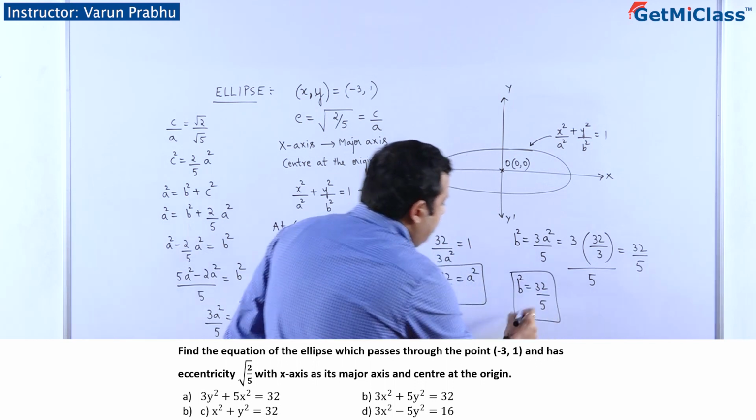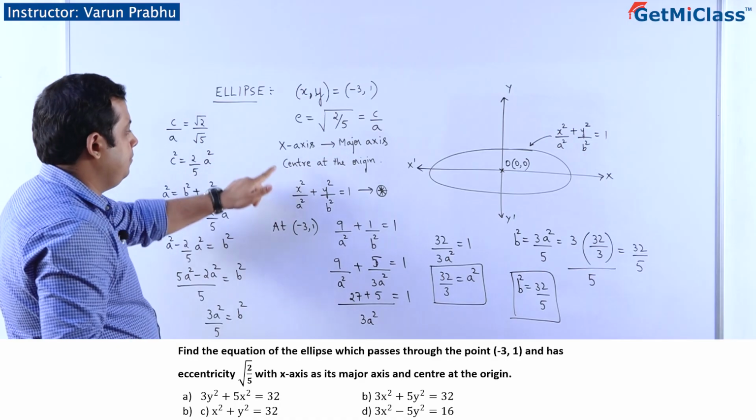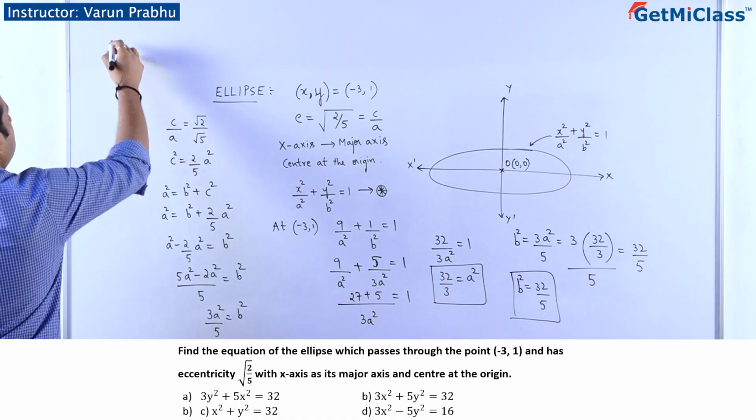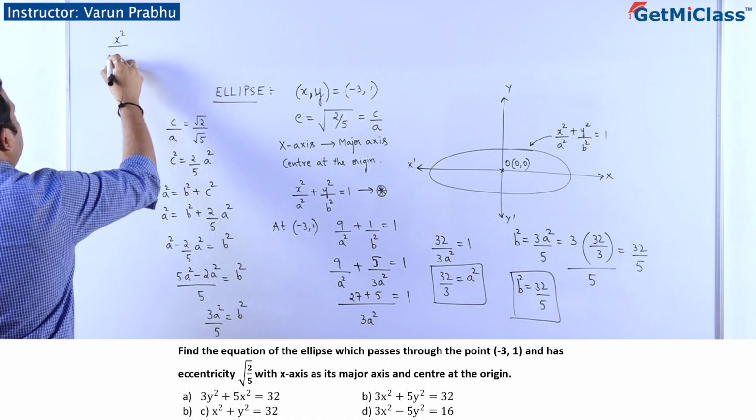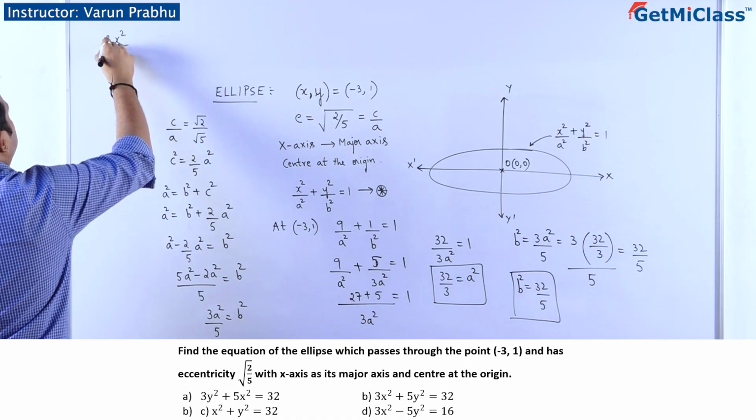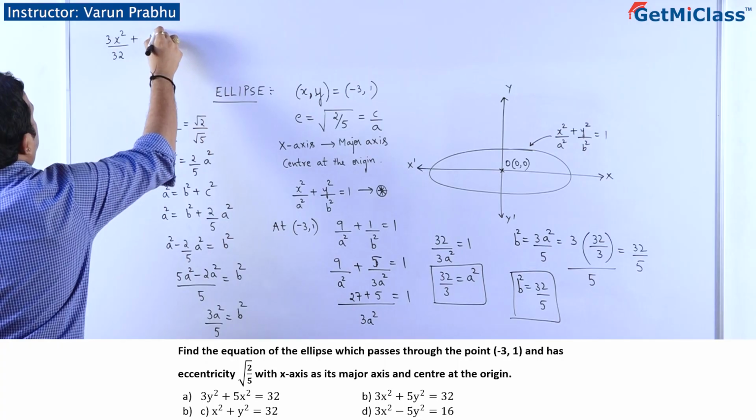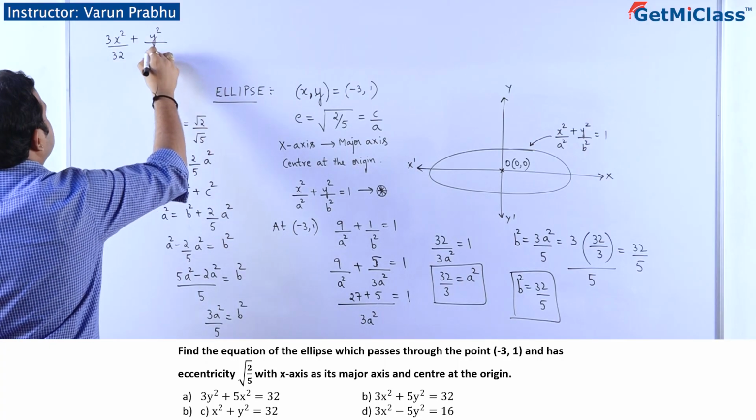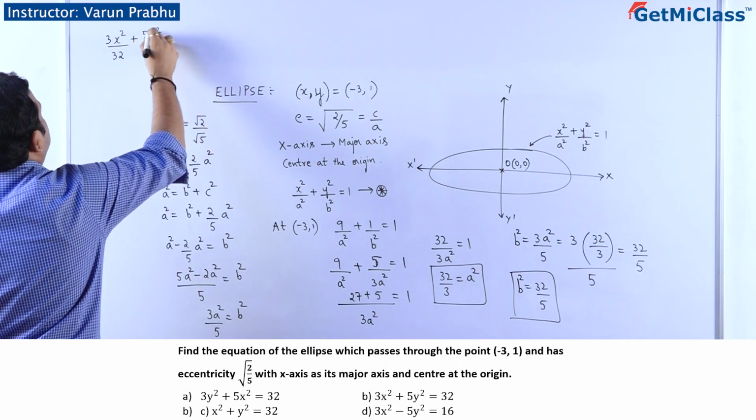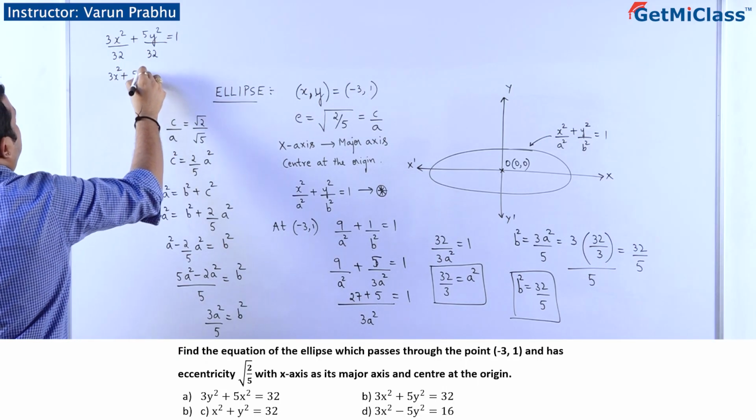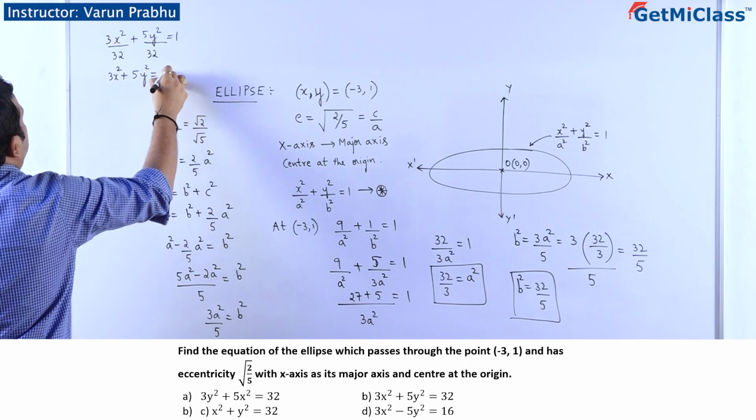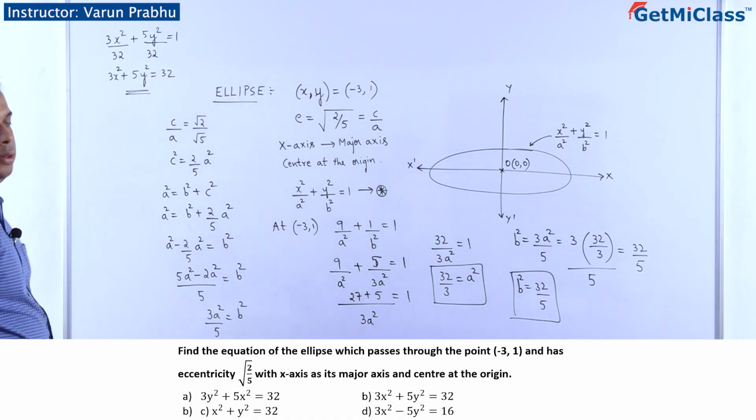So I can now substitute in equation number star here. So I'll get the required equation of the ellipse as x square divided by a square, a square is nothing but 32 by 3, plus y square divided by b square, b square is nothing but 32 divided by 5, that is equal to 1. 3x square plus 5y square, that is equal to what is it? 32. This is the required answer to the given question.